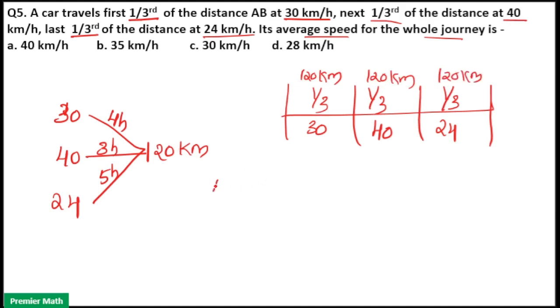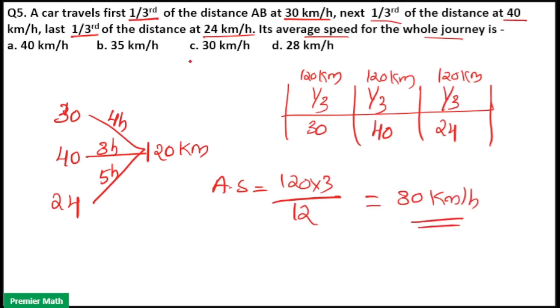So the average speed will be 120 into 3 divided by the total time, 4 plus 3 plus 5, 12. So 12 cancels, and that is 30 km per hour, the average speed. So option C is your answer.